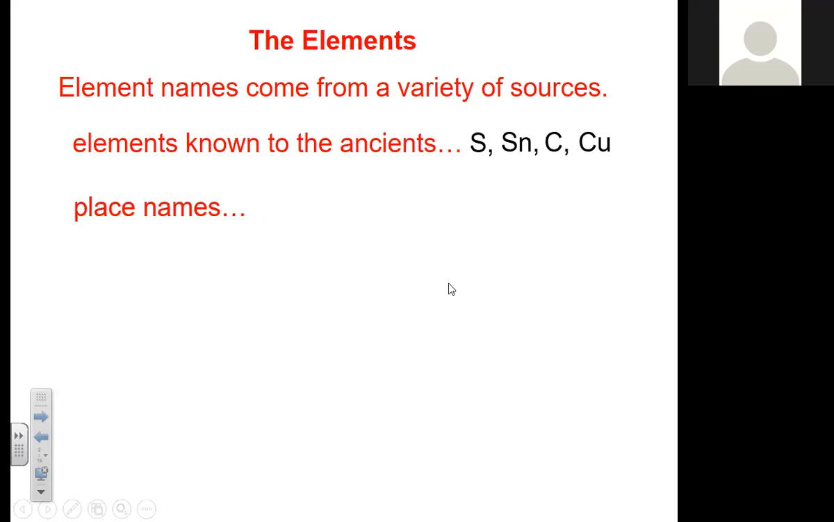Some elements came later and were actually named after places. Sometimes they were named after places where the people who discovered them were born. Sometimes they were named after the place where they were discovered. So let's look at some examples of that. What place are we talking about? France, francium. Any guesses? Poland for polonium.